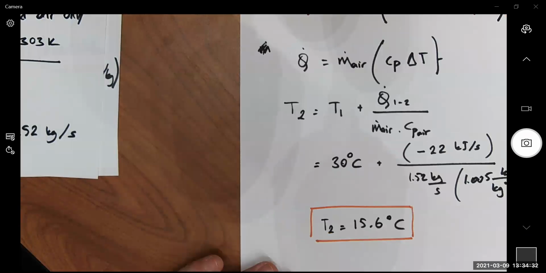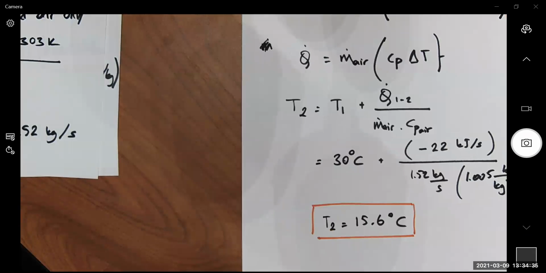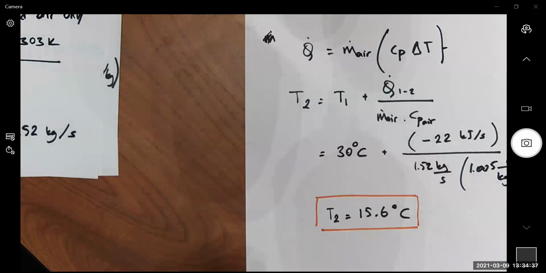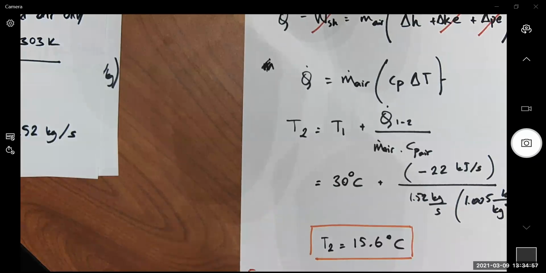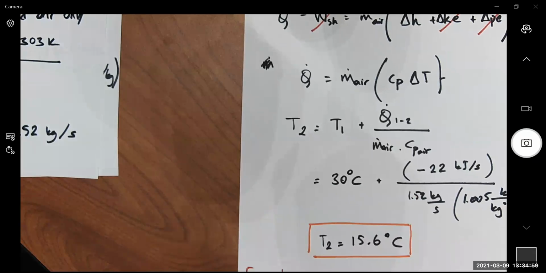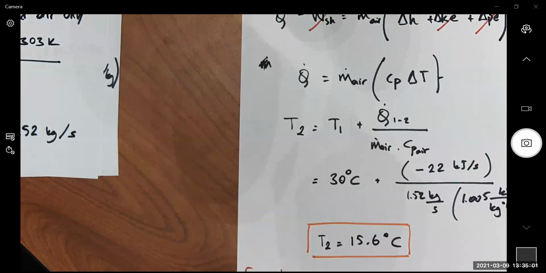Okay, let's do one more example. Any questions on this? We have a couple of minutes for those who couldn't catch it. So, one more example.